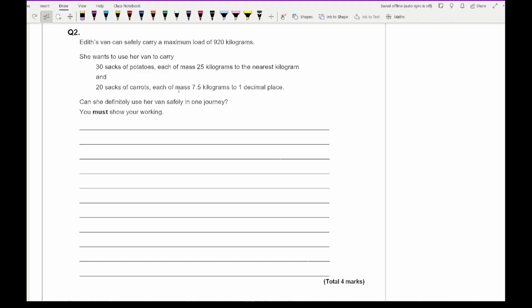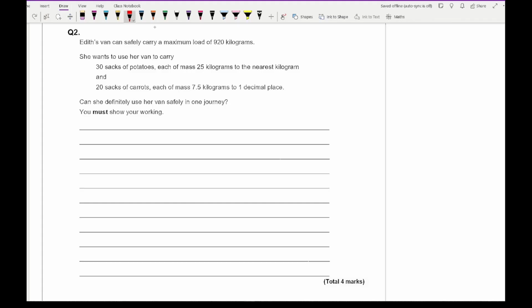So here it says Edith's van can safely carry a maximum load of 920 kilograms. She wants to use her van to carry 30 sacks of potatoes, each of a mass of 25 kilograms to the nearest kilogram, and 20 sacks of carrots, each of a mass of 7.5 kilograms to 1 decimal place. Can she definitely use her van safely in one journey?